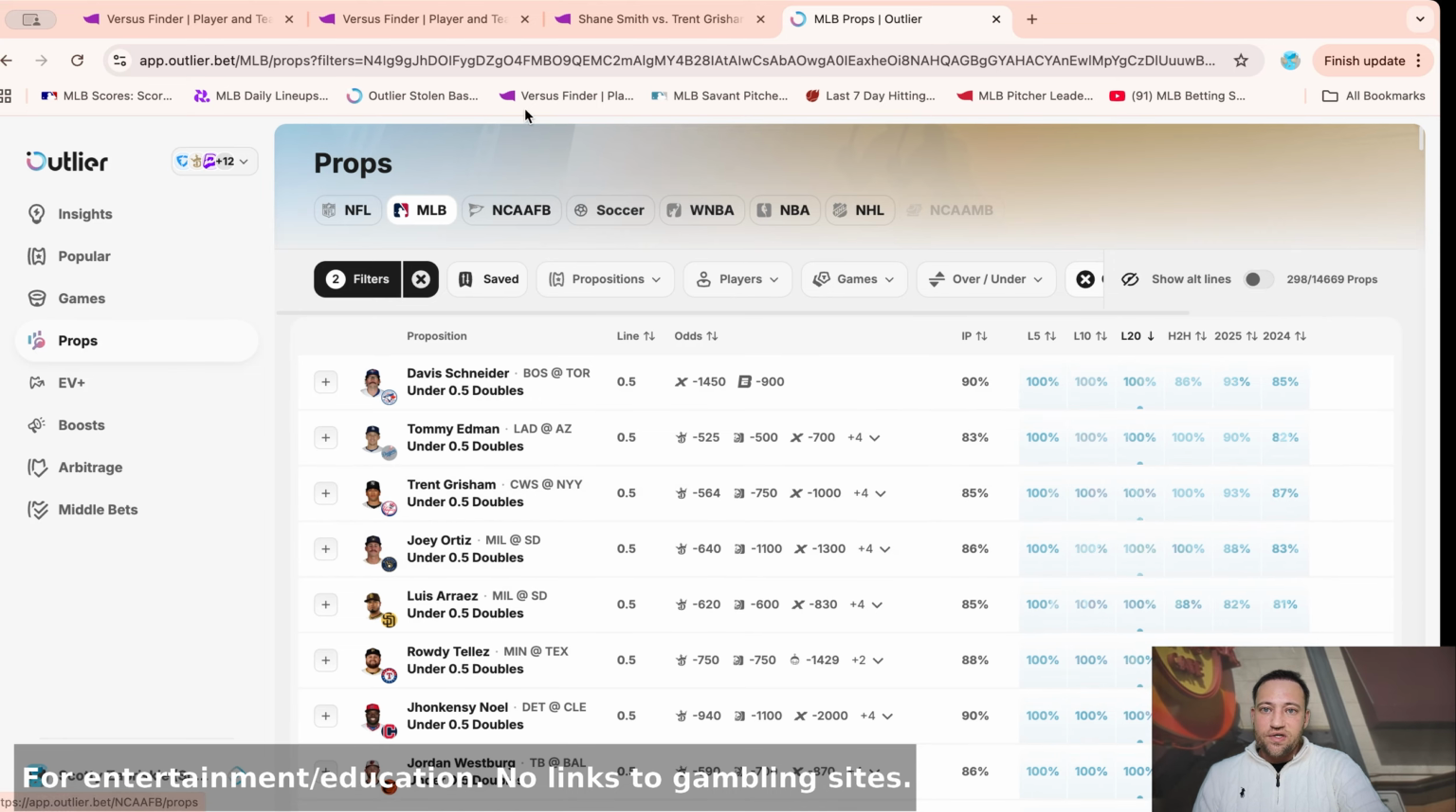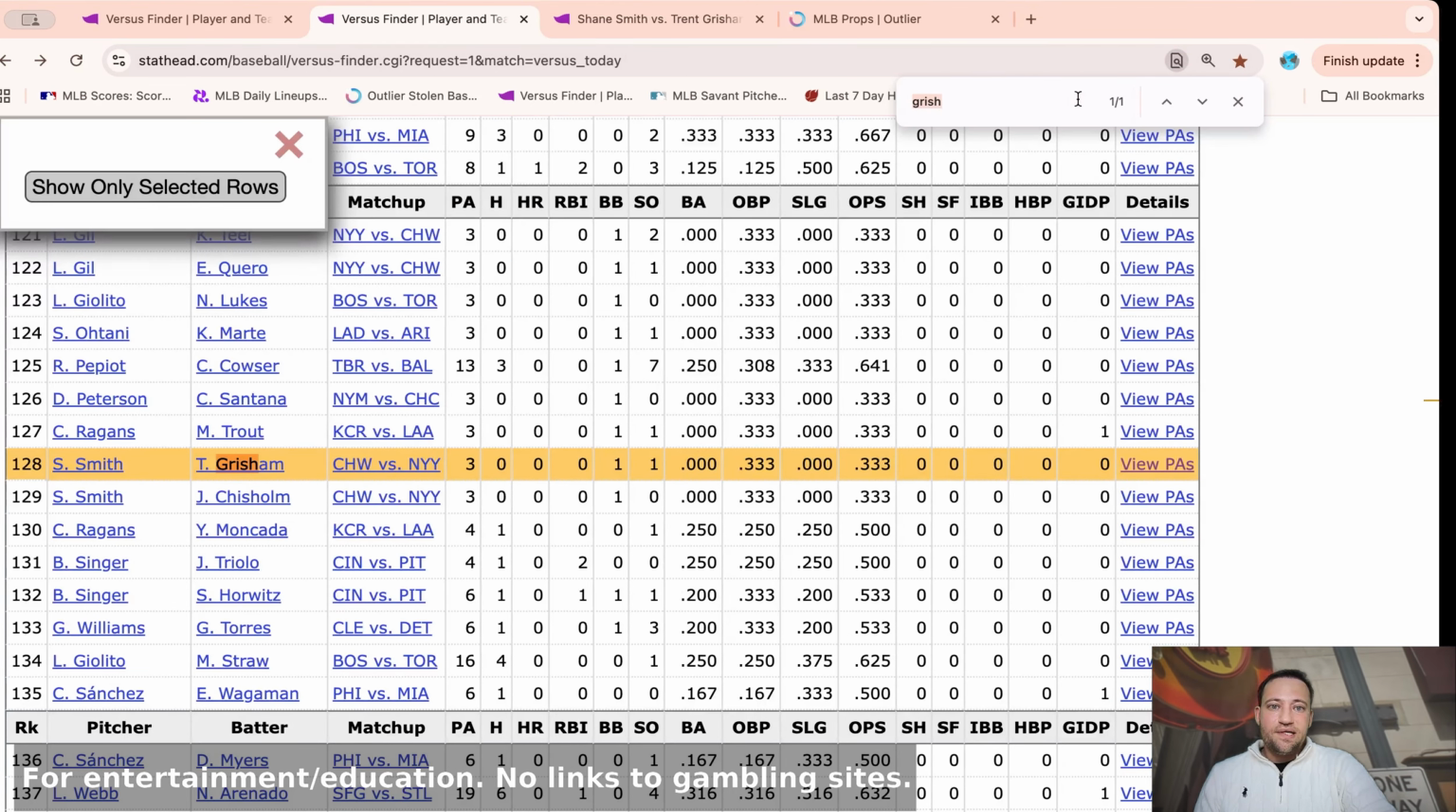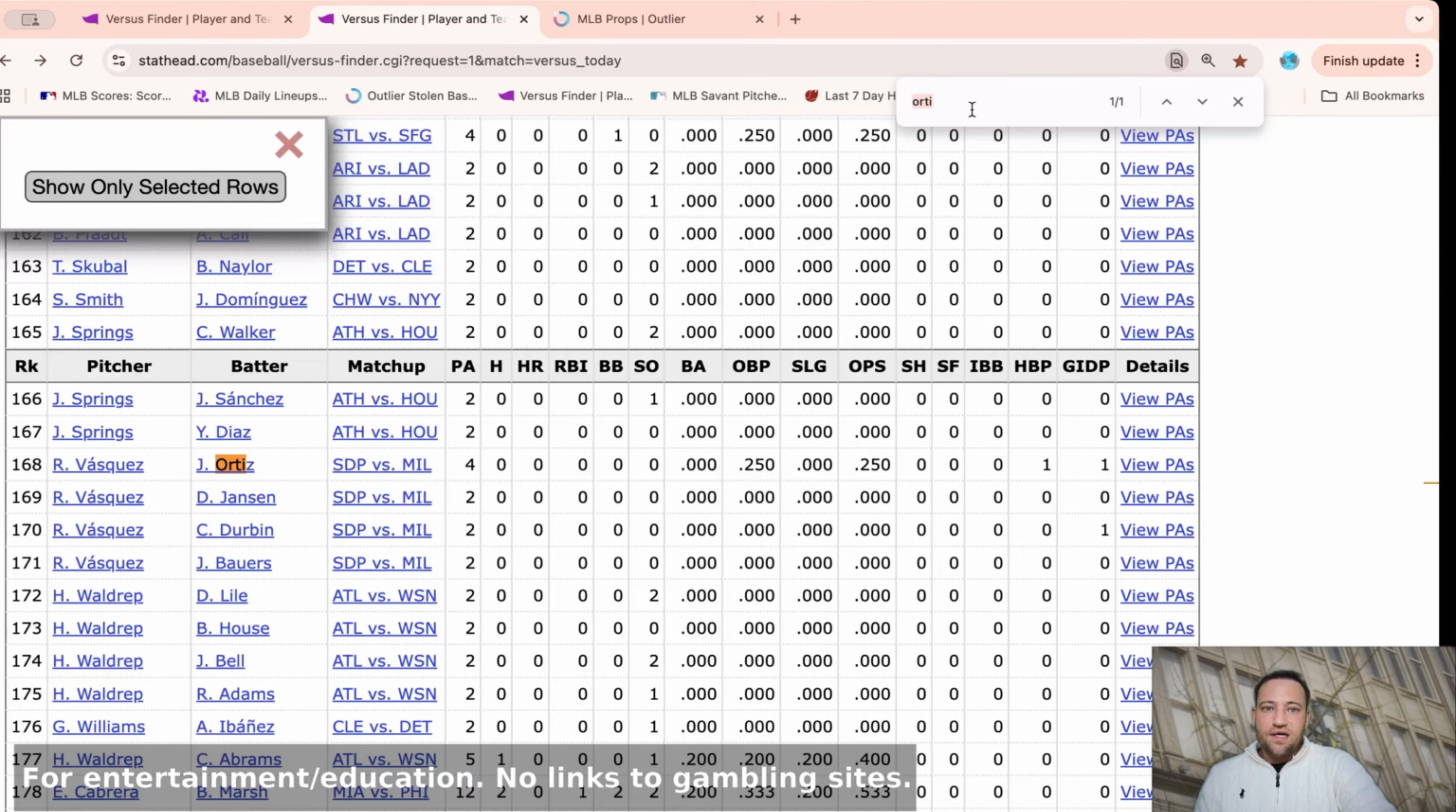Second, we have Joey Ortiz. We type in Ortiz, and we see another one, 0 for 4. So now we have 2: Trent Grisham and Joey Ortiz. Next we have Roddy Tellez, so we type in Tellez.